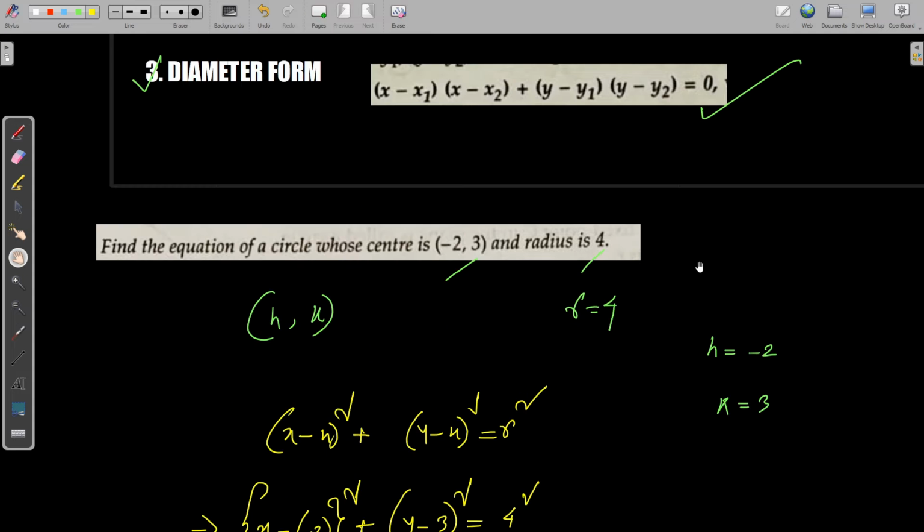Then let's try a different question. Find the equation of a circle with center (2, 2) which passes through the point (4, 5). So let's take a circle. We take this circle. So what information is given? The center is given as (2, 2) and one point on the circumference is given, (4, 5).